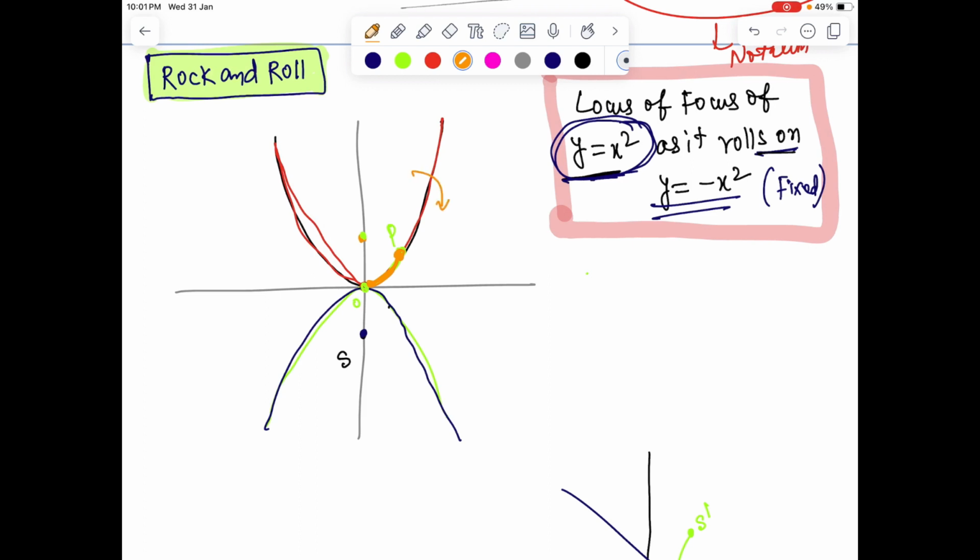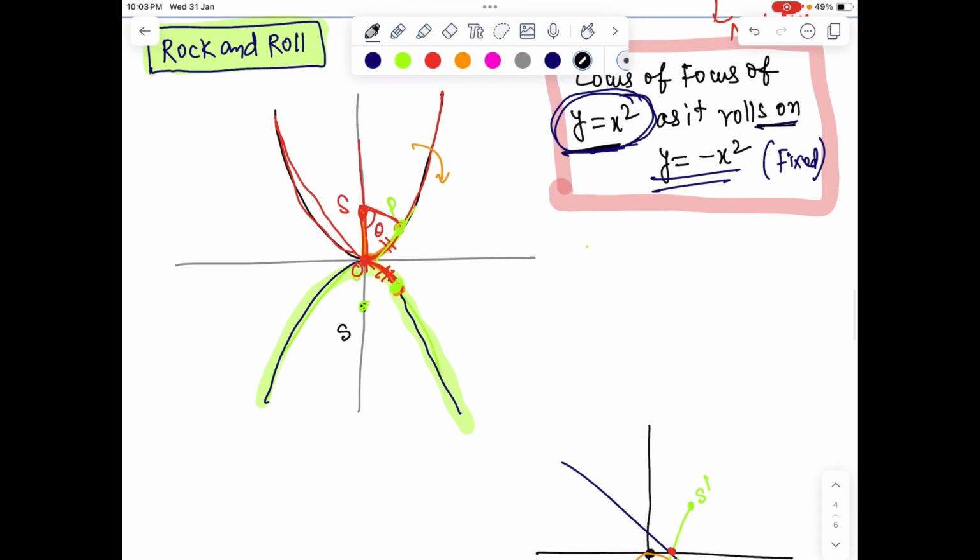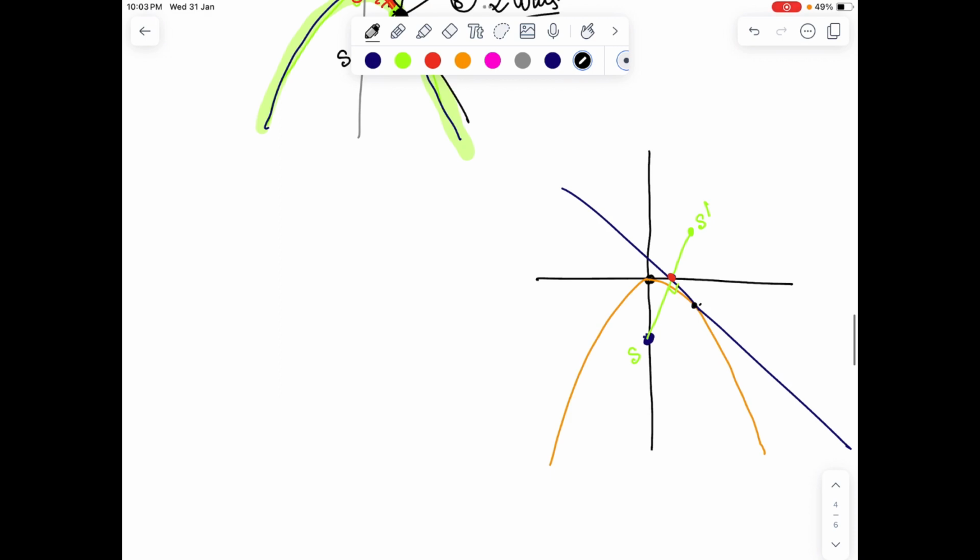Now can you track the position of P once the red parabola has slid? Both of these parabolas are congruent. Hence, as the red one is sliding over the fixed parabola, we can just find the image of the focus in the tangent drawn at the point of contact. So let's say P is the point of contact. If I find the image of S in the tangent at the point of contact P, that will directly give the locus of the focus as the answer.